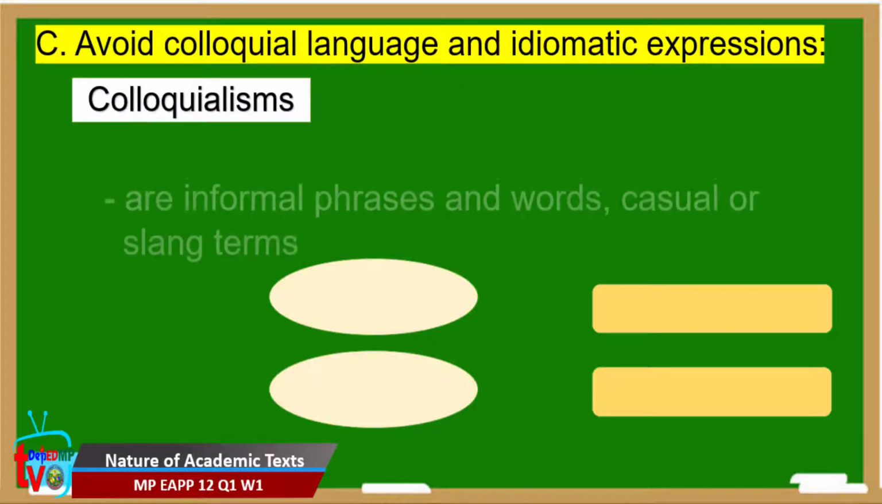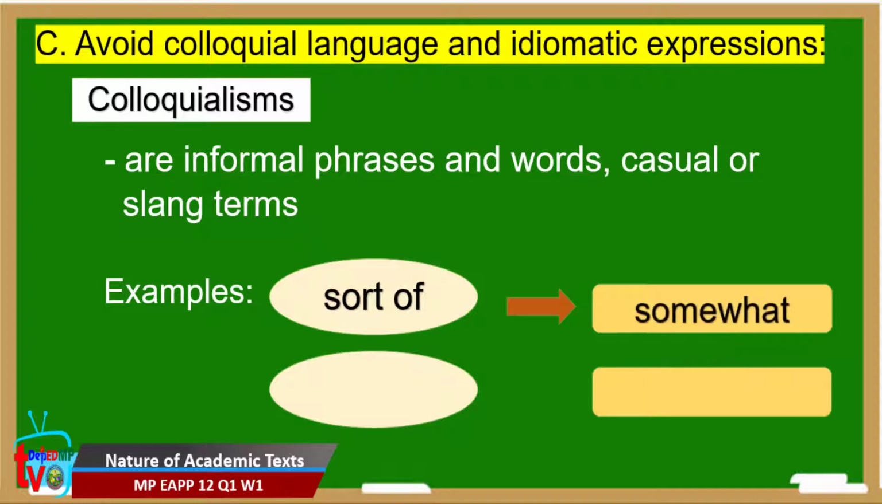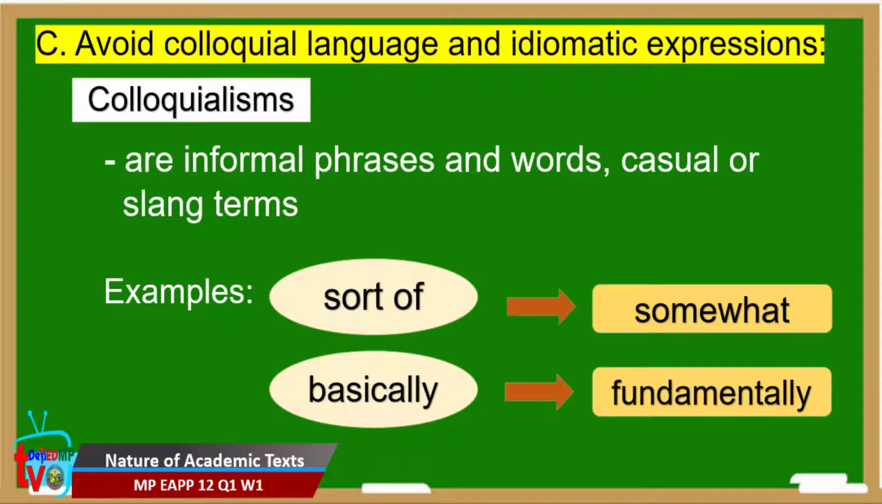Colloquialisms are informal phrases and words, casual or slang terms that might be used in everyday conversations but would not be appropriate in academic or formal writing. So academic writing should be formal, so avoid using colloquialisms or slang terms. Examples, we have guy, cool, awesome, sort of, basically. Okay, for sort of, we can use somewhat, and basically, we can use the word fundamentally.